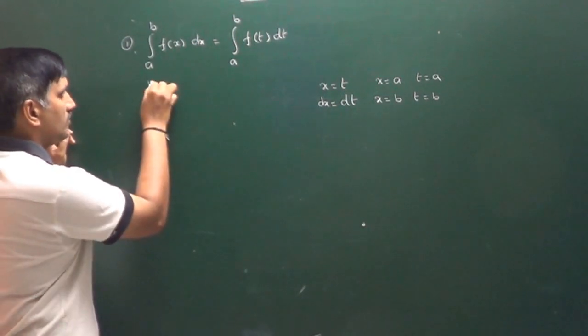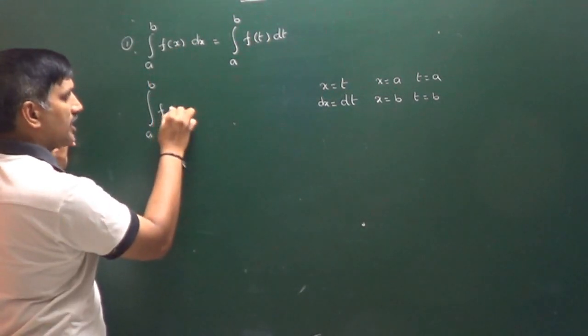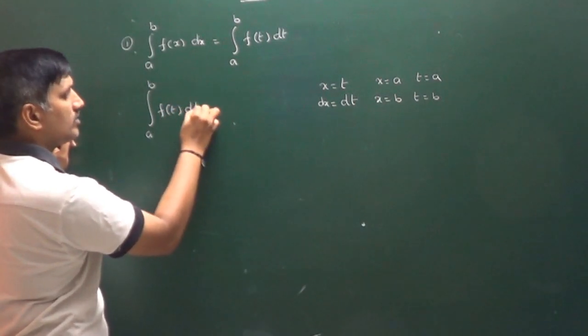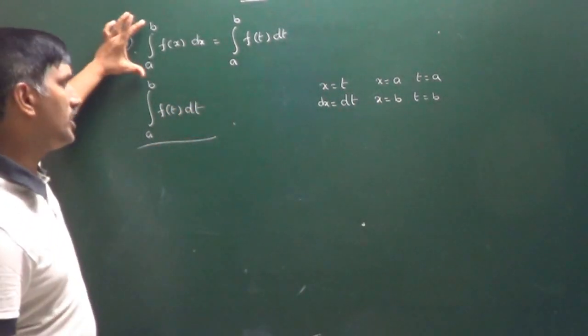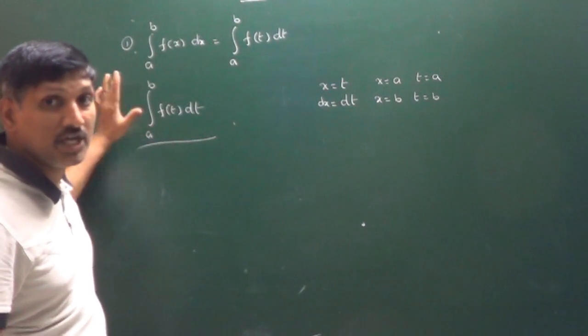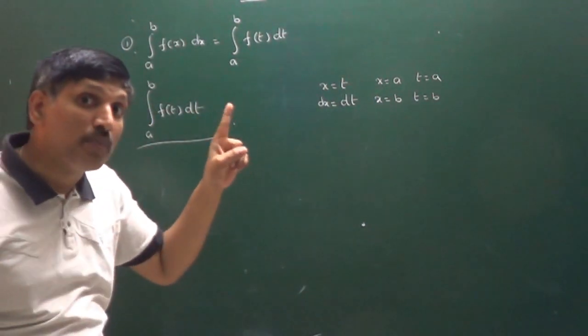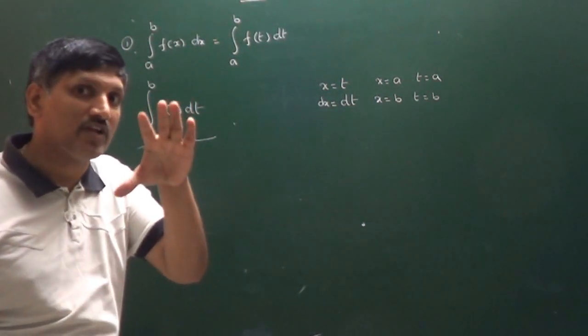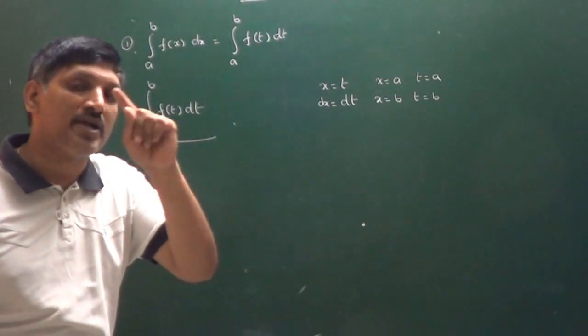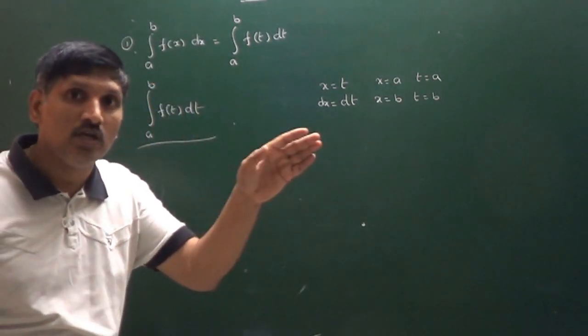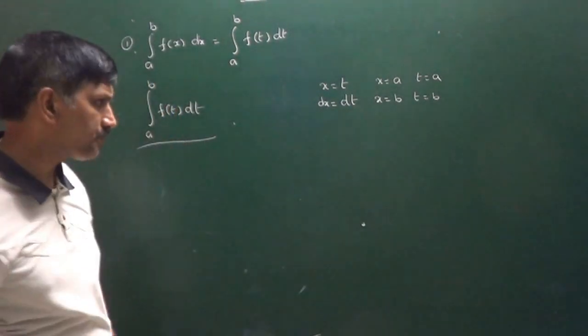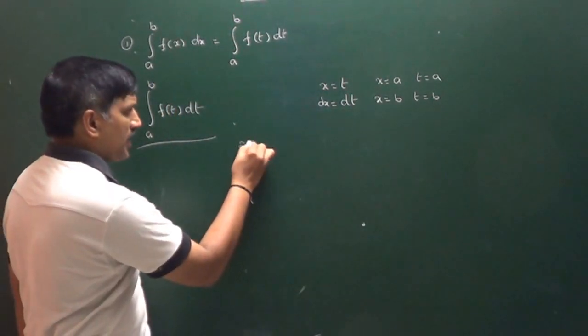Integral a to b, in place of x we are writing t dt. That's all. So integral a to b f of x dx is the same as integral a to b f of t dt. Definite integral is independent of change of variable. We can change the variable. Right, the second property I am going to discuss.